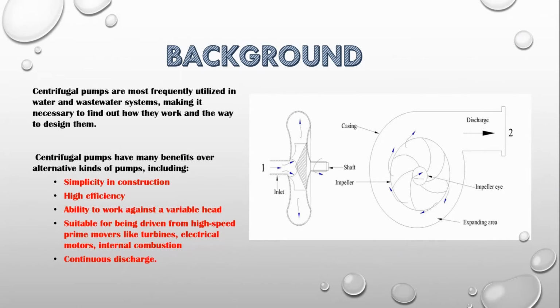The elements and design of centrifugal pumps are very important for their effectiveness. Centrifugal pumps are most frequently utilized in water or waterway systems, making it necessary to find out how they work and the way to design them. Centrifugal pumps have many benefits: simplicity in construction, high efficiency, ability to work against a variable head, suitability for being driven by high speed prime movers like turbines, electrical motors, internal combustion engines, and also continuous discharge. As you can see, this is the schematic of a typical pump.